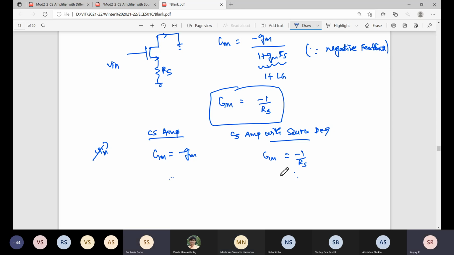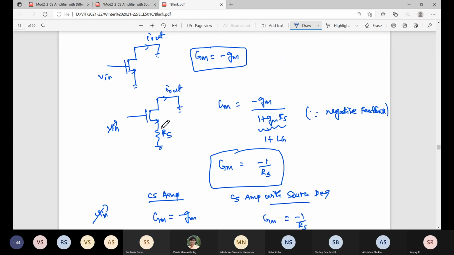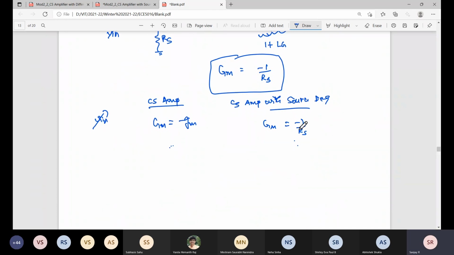First case. Why? Because if Vin is varying, the negative feedback will track it and reduce the variation. So the variation in Gm is much lower, so the variation in gain is also lower. So gain is constant. What about the gain here? It varies. Yes, so that's the beauty of source degeneration. Internal feedback reduces the variation.